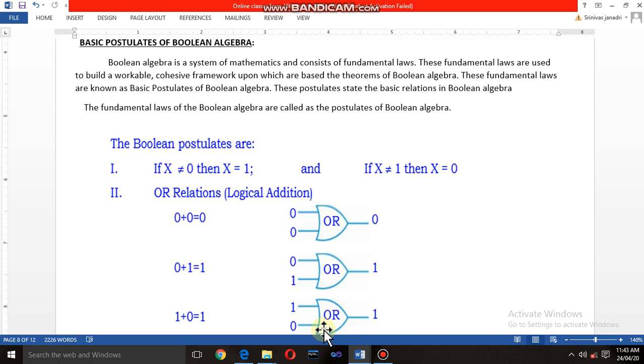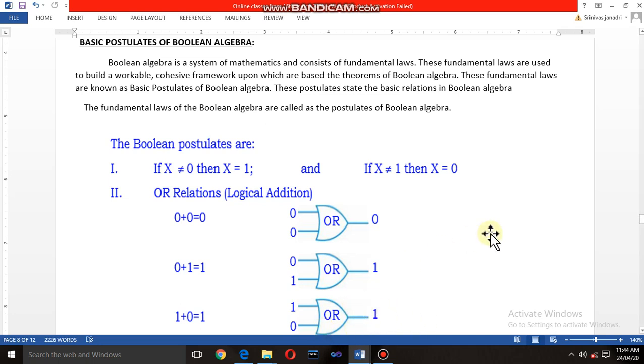inputs. And in this class we are going to discuss the basic postulates of Boolean algebra, where I told at the starting of this class that Boolean algebra is a system of mathematics and consists of fundamental laws. These fundamental laws are used to build a workable, cohesive framework upon which are based the theorems of Boolean algebra. And these fundamental laws, which are used in the evaluation of Boolean expressions or logical expressions, are known as the basic postulates of Boolean algebra, and these postulates are as below.